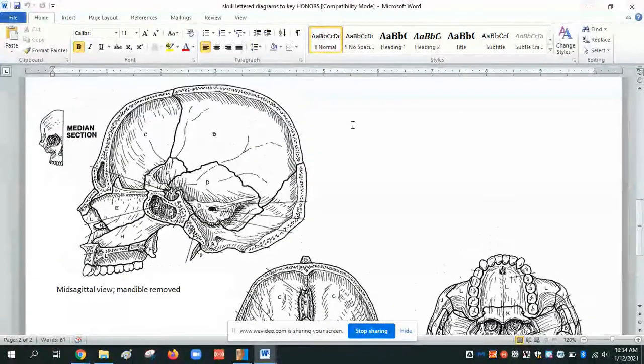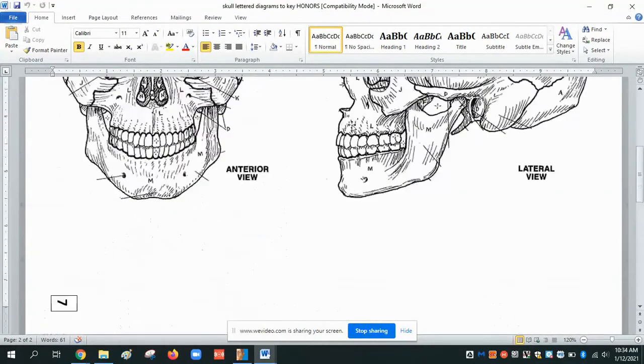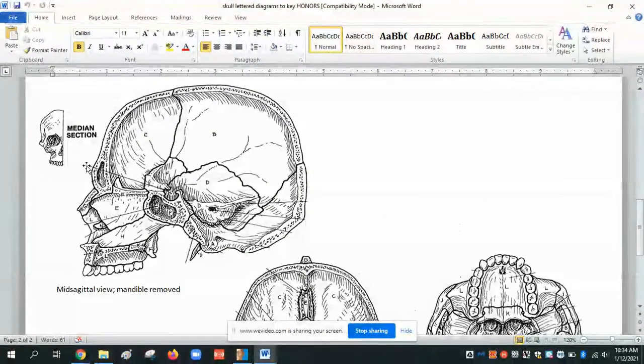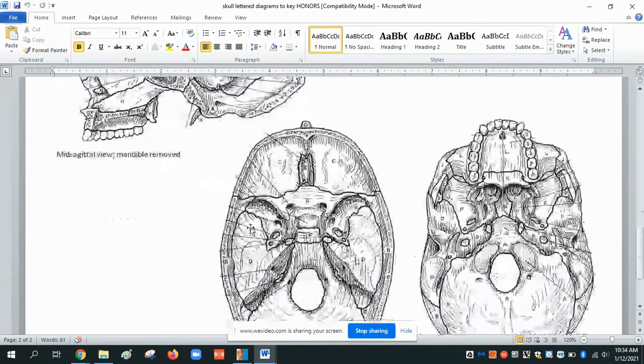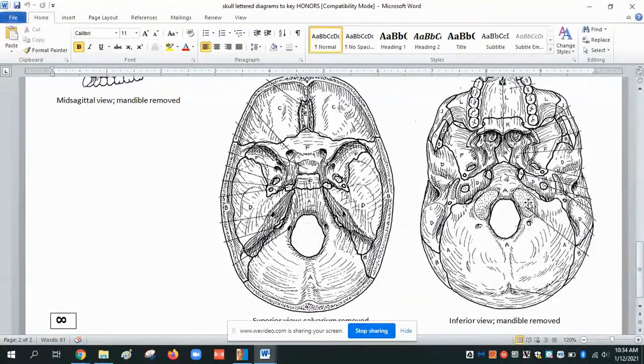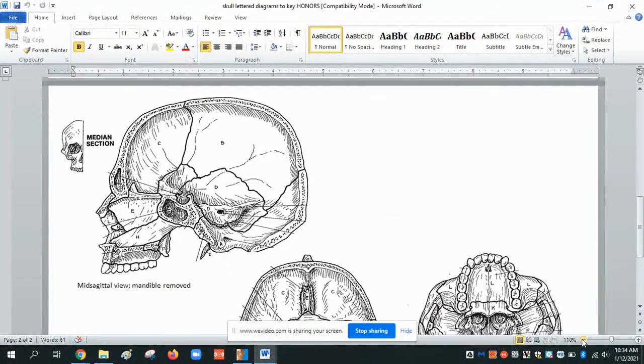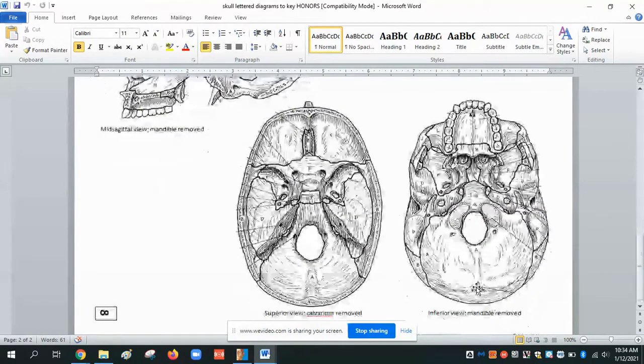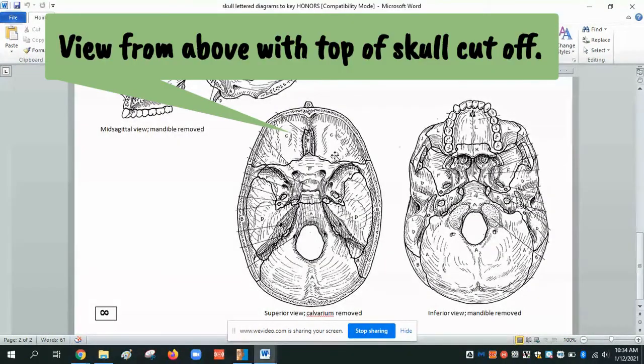So let's talk about what we're seeing here on this side. Clearly, we've got an anterior view and a lateral view. This, I think, is pretty understandable. We've got a section right down the mid-sagittal plane, except the mandible has been removed, and then we're looking at it this way. So occipital towards the back, nasal, maxilla towards the front. These two are probably the hardest for students because they look similar. So you really need to kind of take note of what you're looking at.